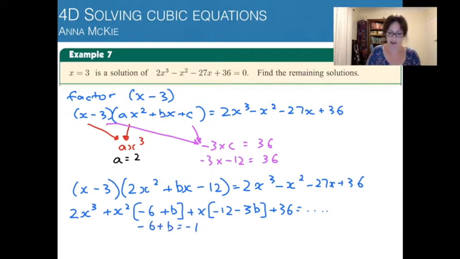I'm running out of room on my iPad, so I'm going to write the answer here: b is 5. And you could check that by subbing that one in there. So now we know our b, but we're not finished yet. We have to substitute that into the quadratic and keep going.